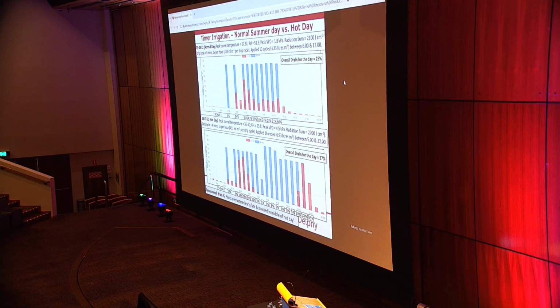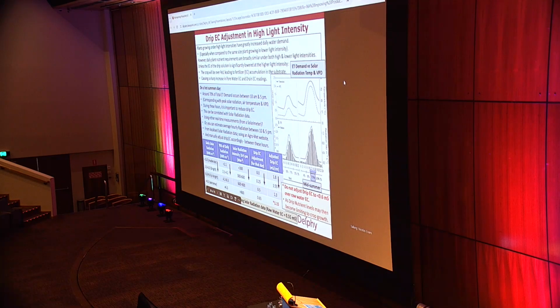Now, this was recognized, and at the end of the day, extra irrigation was given, which gave drain. But if this happens every day, it ends up wet, which is why we had drain in the morning. So these are the inherent problems of working off timer-based irrigation. Another thing that we really should consider is EC adjustment in high light. The plants grown under high light intensities have a greatly increased water demand, especially when compared to the same plant in lower light intensity.